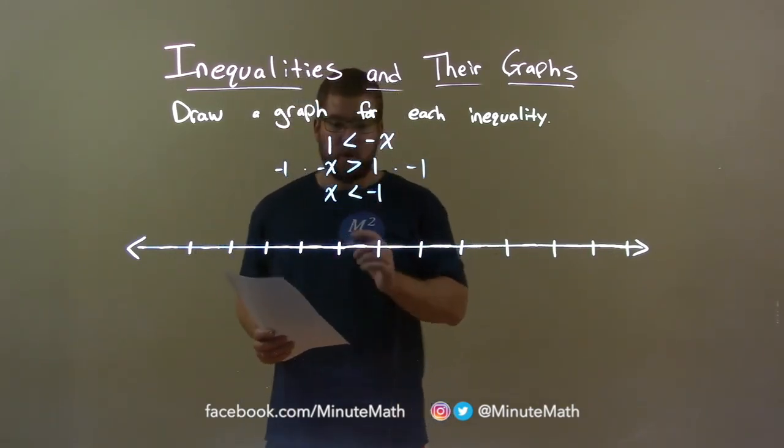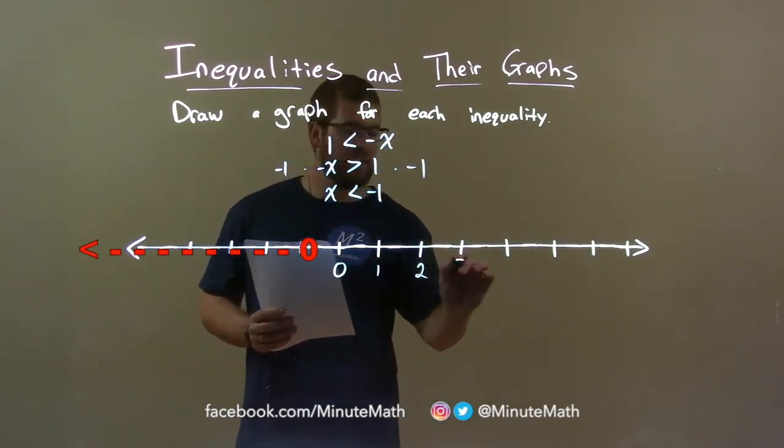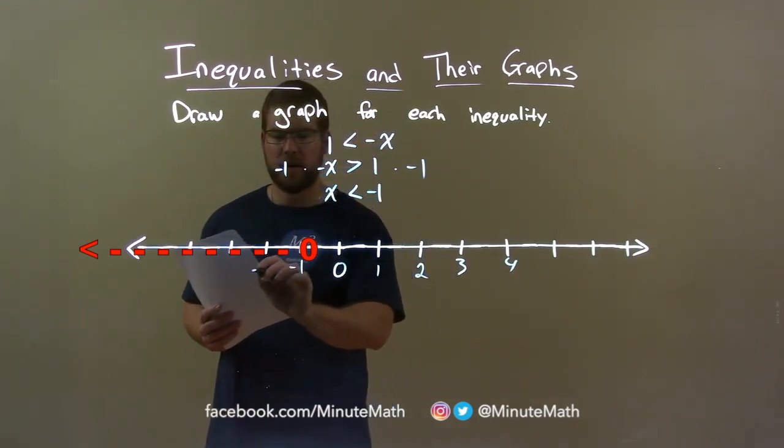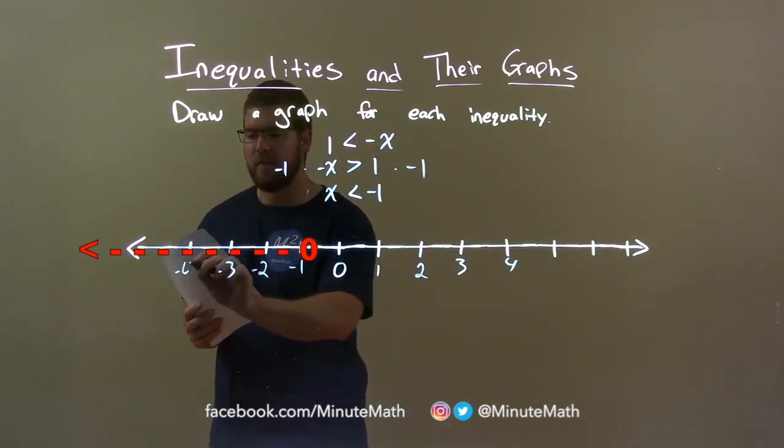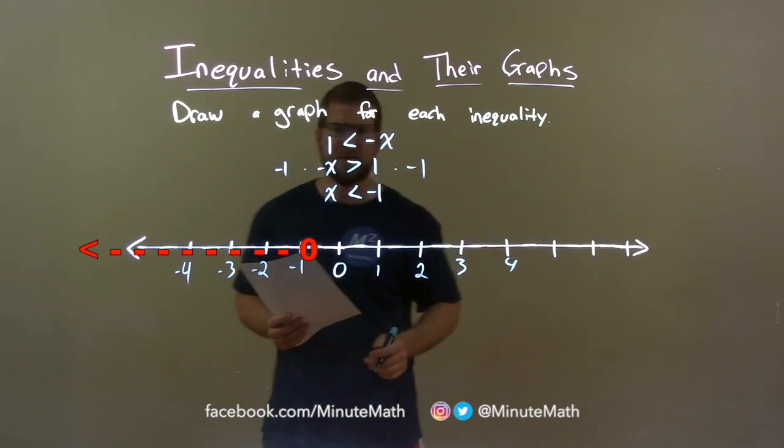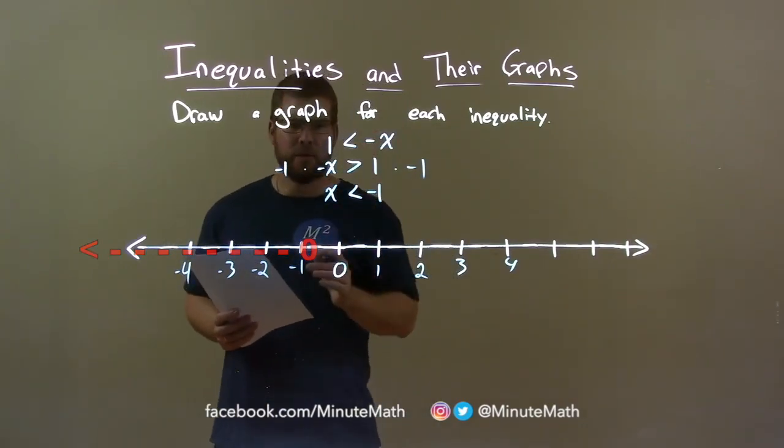So now let's graph it. Well, put 0 here, 1, 2, 3, 4, -1, -2, -3, -4. Okay? And now x cannot equal -1.